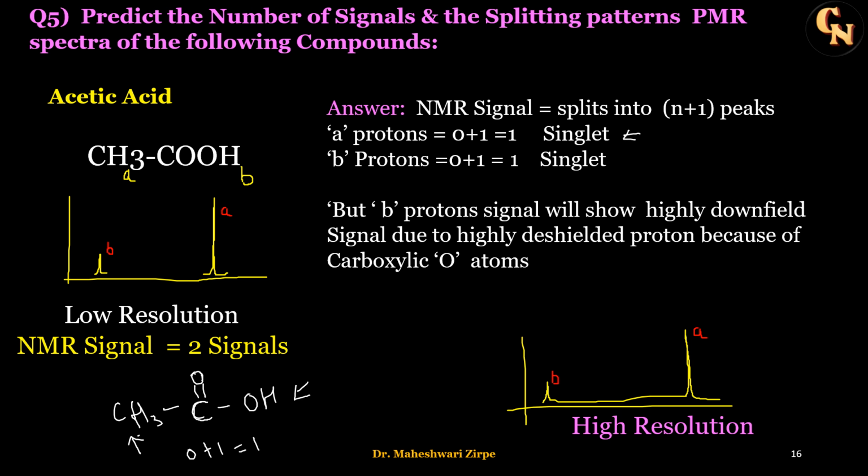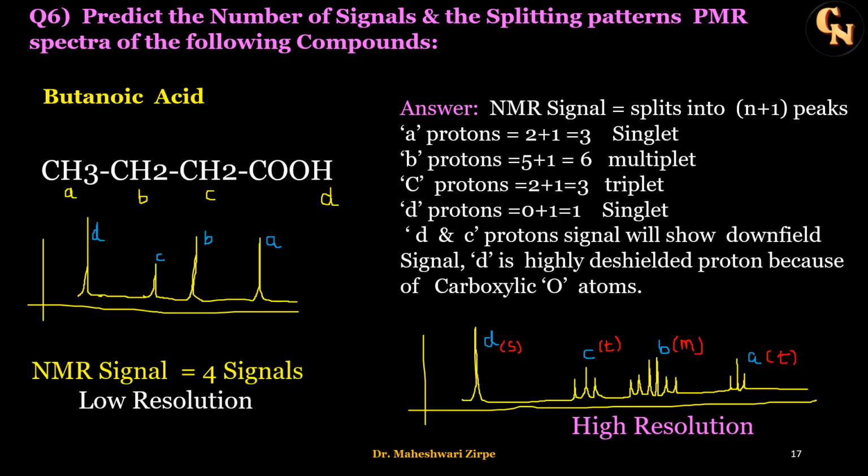Similarly this proton, that is the OH proton, is also going to show a singlet, because its neighbor, that is oxygen, is there. So no proton, that is 0 plus 1, singlet. So in high resolution as well as low resolution, acetic acid is going to show only singlets, that is no splitting. Okay, and we will see two signals in the NMR spectrum for acetic acid.